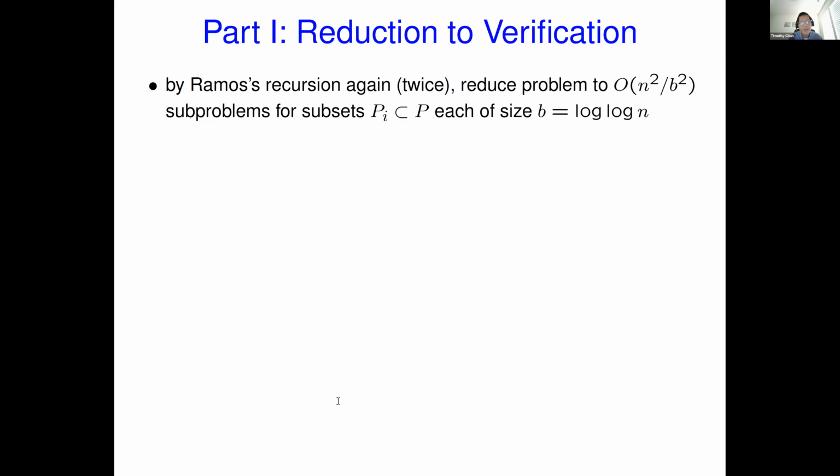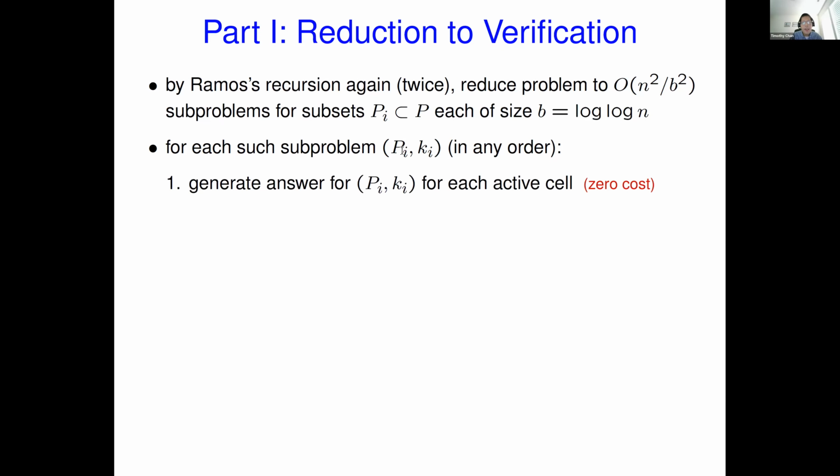Then what we're going to do is solve each of the subproblems one at a time, in some arbitrary order. I don't care. Then for the ith subproblem, Pi, how are we going to solve the problem? Here's what we're going to do. The first step is we're going to scan through all currently active cells.